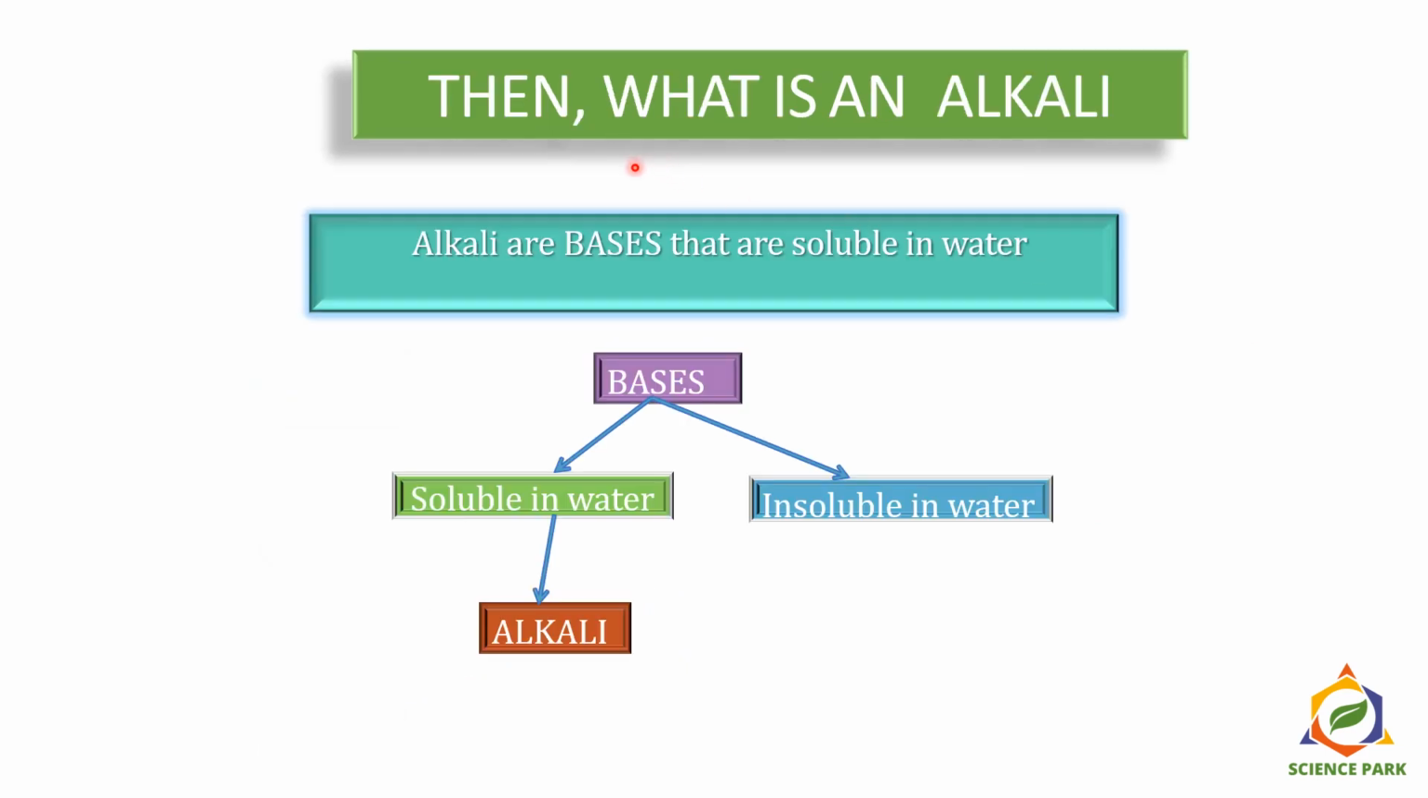So what is an alkali? Alkalis are bases that are soluble in water. So bases can be divided in two ways: bases which are soluble in water and bases which are insoluble in water. Bases which are soluble in water are called alkalis.